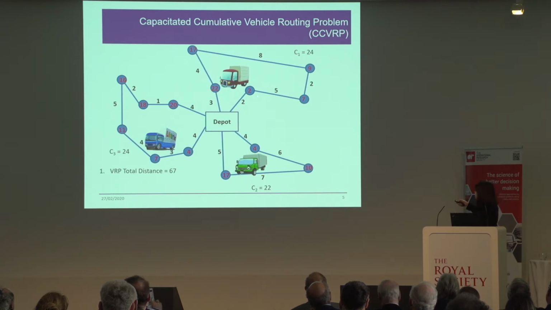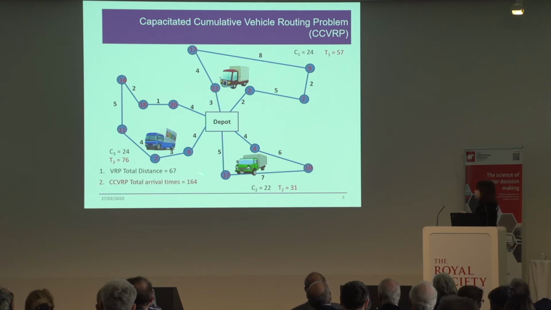When we sum up these numbers, in total we have 57. So we take the sum 20, 70, 90, and so on, and we got the cumulative cost of 57. And then the second route, 31 and 76. When we sum up all the total arrival times, we got 164. So in CC-VRP, we aim to minimize this number.